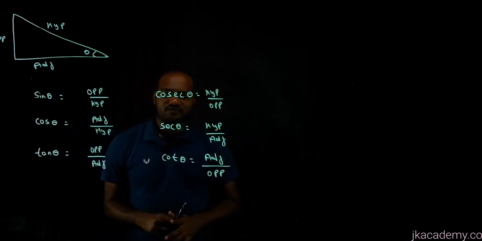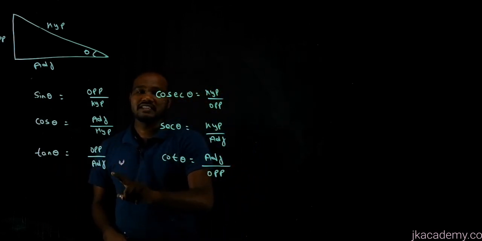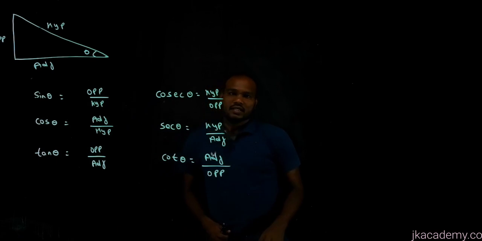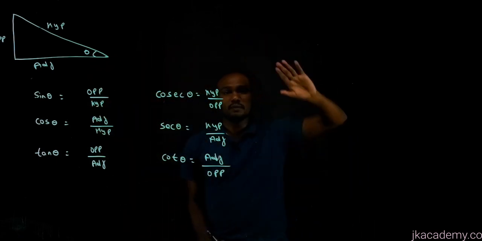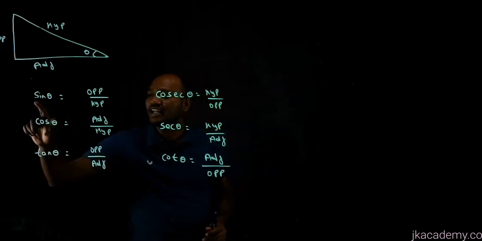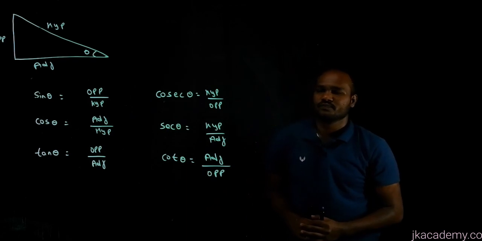Next, tan theta. I don't know anything about cot theta, but I know about tan theta. Tan theta is opposite by adjacent. I reverse it, I'll get adjacent by opposite. So you're not going forward into the video if you don't know these 6 ratios, because these are definitions. This is the definition of sin theta. You should know the definition. So pause the video, learn it right now.